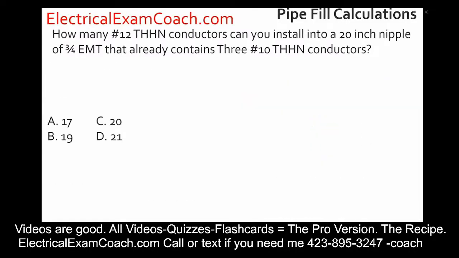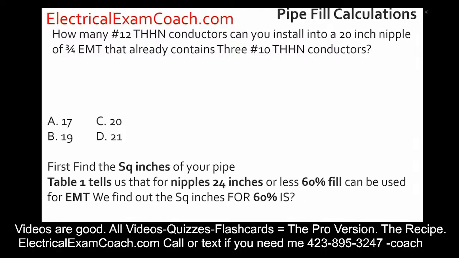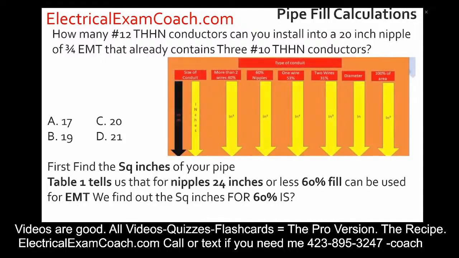How many number 12 THHN conductors can you install into a 20-inch nipple of EMT that already contains 3 number 10 THHN conductors? First, we're going to find the square inches of our pipe. We found out previously that Table 1 tells us for nipples that are 24 inches or less, we are going to use the 60% fill when using EMT. So how we find out what the 60% is, we'll head to Chapter 9, Table 4.